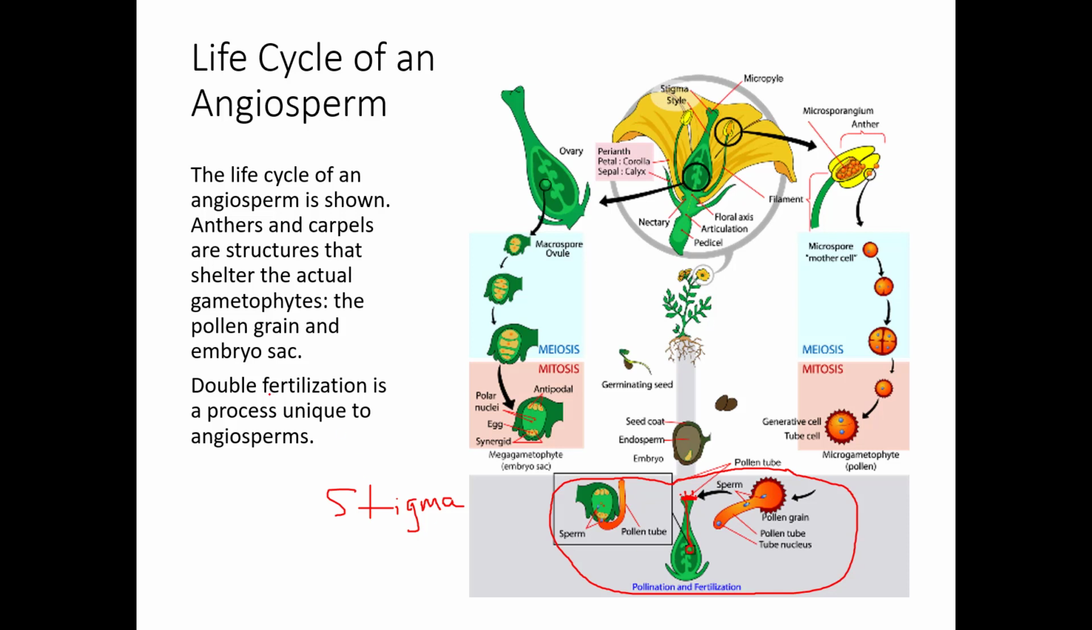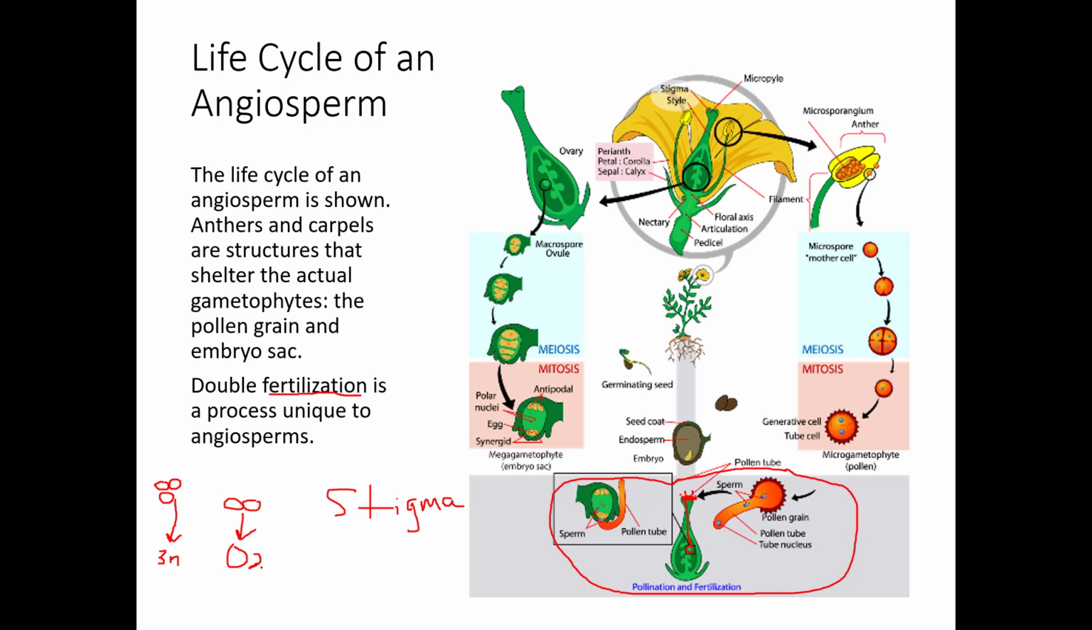And fertilization, remember, is a fusion of cells. One sperm fertilizes the egg. One sperm fuses with the egg. Those two fuse and they become the zygote. The other sperm doesn't die. It fuses with 2 other cells in the female gametophyte, and it creates a triploid tissue.